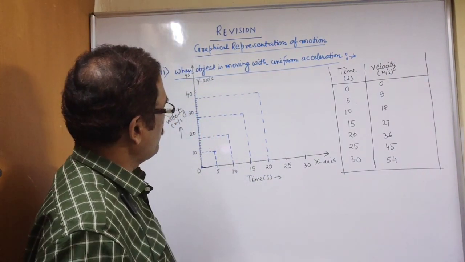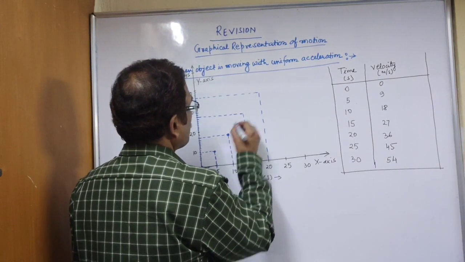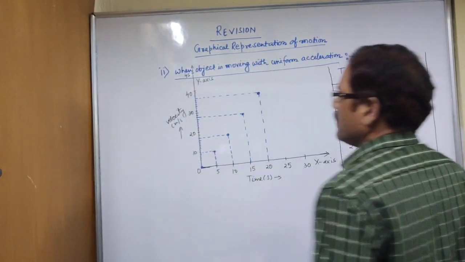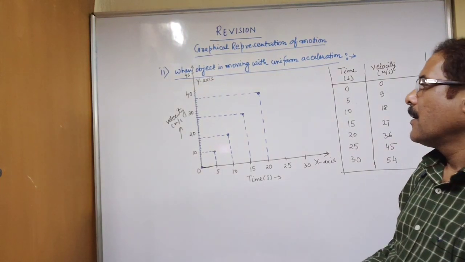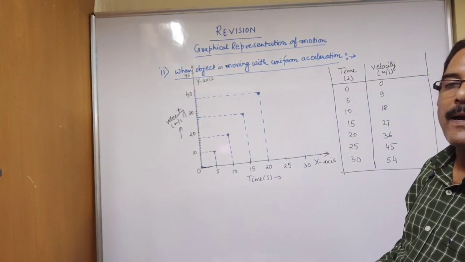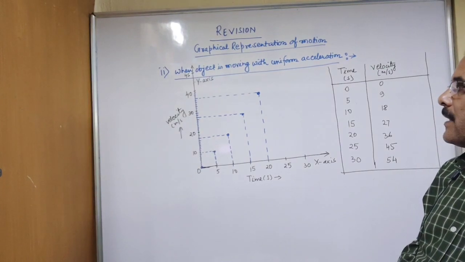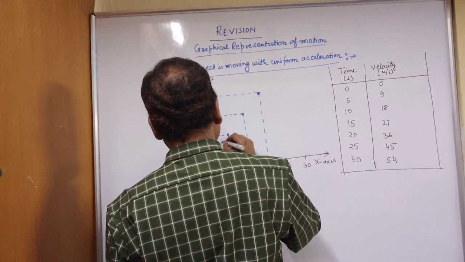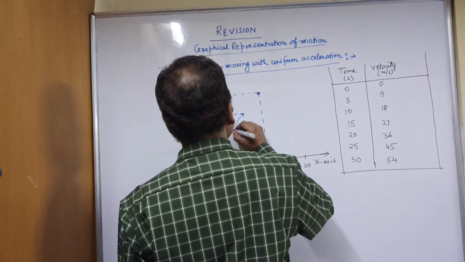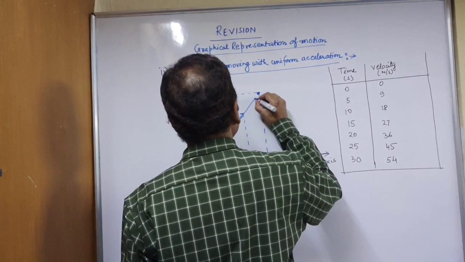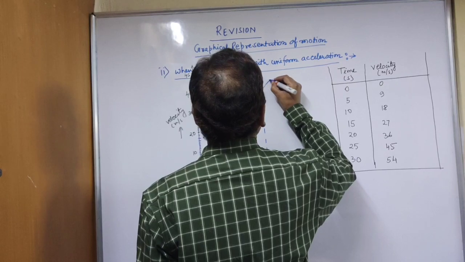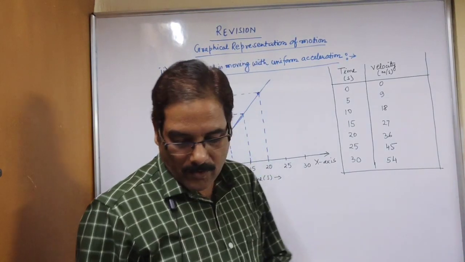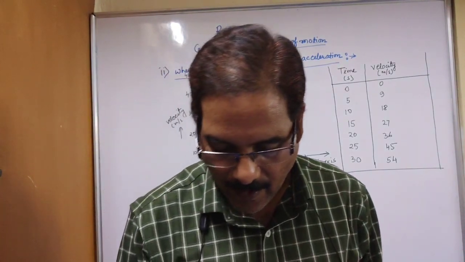In this case, children, if you will mark the points and then join these points, this time also you will get a straight line, but this straight line is not parallel to time axis. It is oblique, it makes some angle with the time axis. So joining these points, like this, with the scale you will draw, you will get a straight line. So this is the nature of graph.